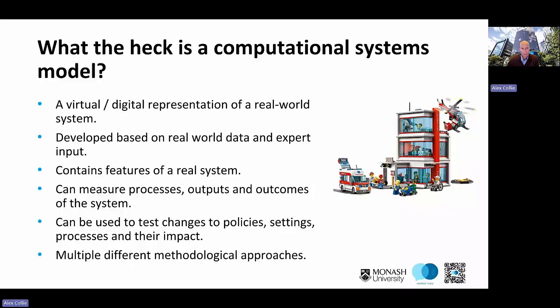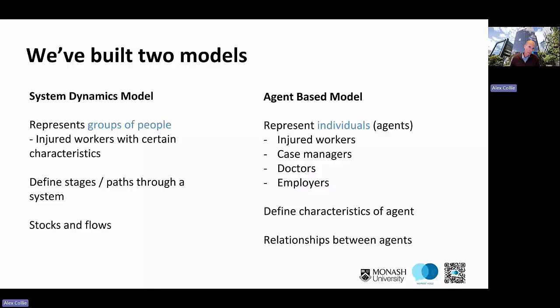There's what's called a system dynamics model, and the other one's called an agent-based model. And there are some differences between these. So the system dynamics model is very good at representing the groups of people and their movement or pathway through a system. So it's easiest to sort of think of this as stocks and flows, as injured workers with certain characteristics might go through one part of a system.